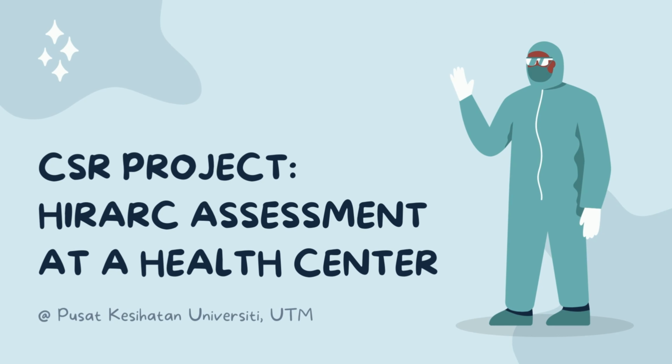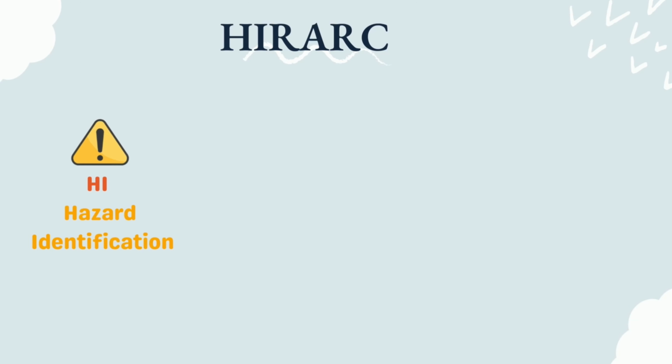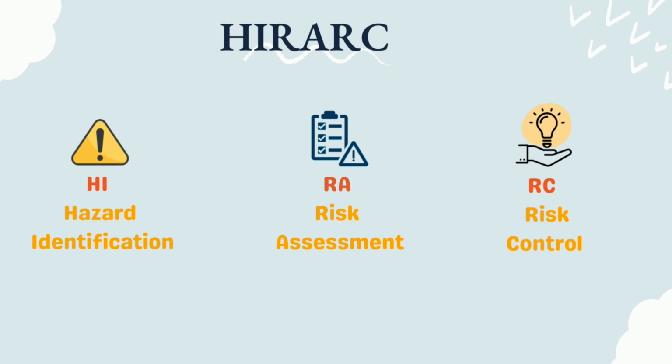Assalamualaikum and hello everyone. Today we are going to present our CSR project on performing HIRARC assessment at Pusat Kesihatan UTM Health Center. But before we go into details, we are going to tell you about what HIRARC is. HIRARC is an acronym where every two letters represent a step. The first two letters, HI, stand for Hazard Identification, RA for Risk Assessment, and finally RC for Risk Control.